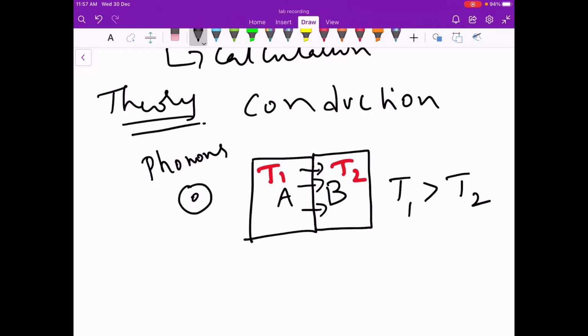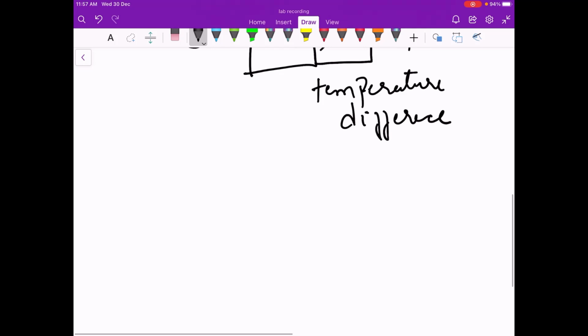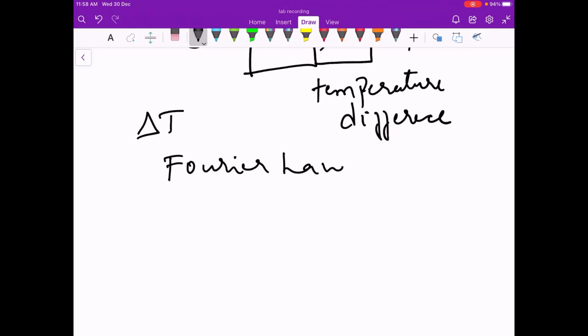So when the conduction mode of heat transfer takes place, there should be what? There should be a temperature difference. Whenever heat transfer has to happen, there should be a gradient of temperature. Your gradient of temperature and your heat transfer are directly proportional to each other. So now we will learn the most basic fundamental law of heat transfer through the conduction mode, that is called the Fourier law of heat conduction.